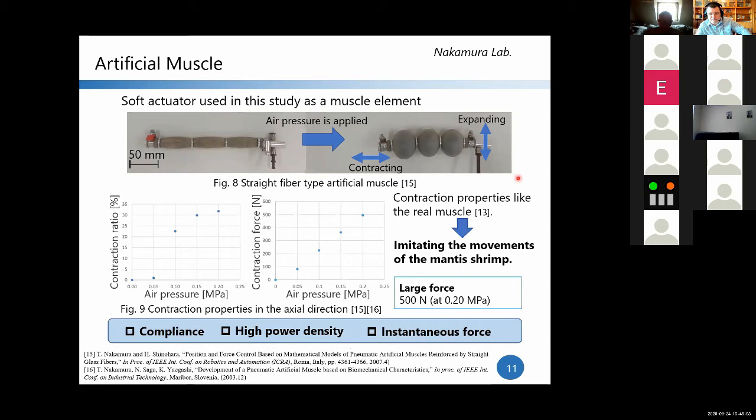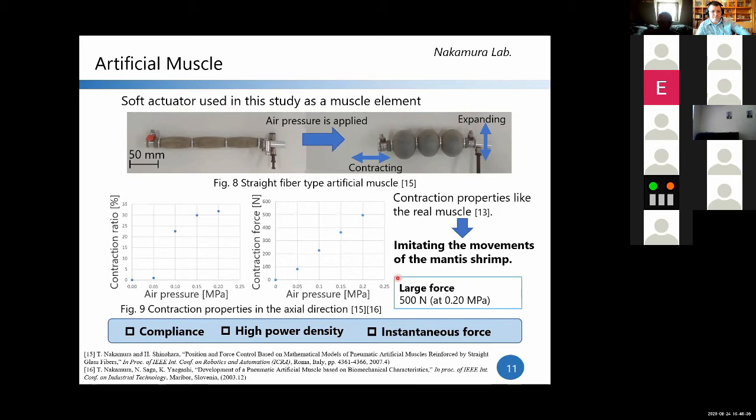The contraction property in the axial direction is shown in figure 9. The left figure shows the relationship between contraction ratio and air pressure, and the right shows the relationship between contraction force and air pressure. The contraction property of this articular muscle is like the actual muscle. Therefore, I think the movement of the mantis shrimp can be more realistically simulated by using this articular muscle.